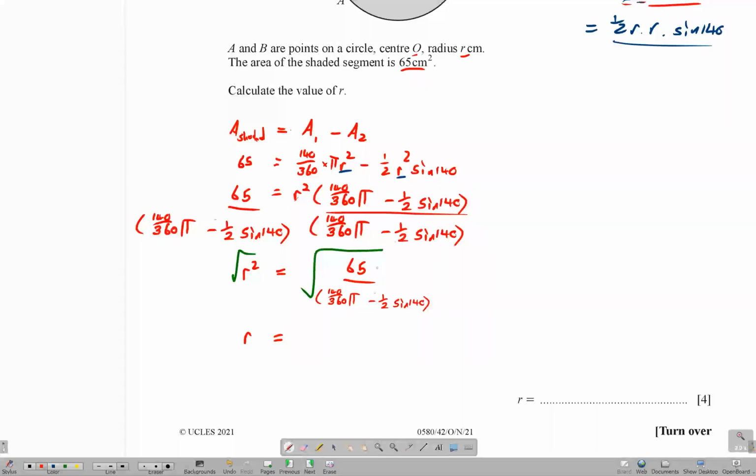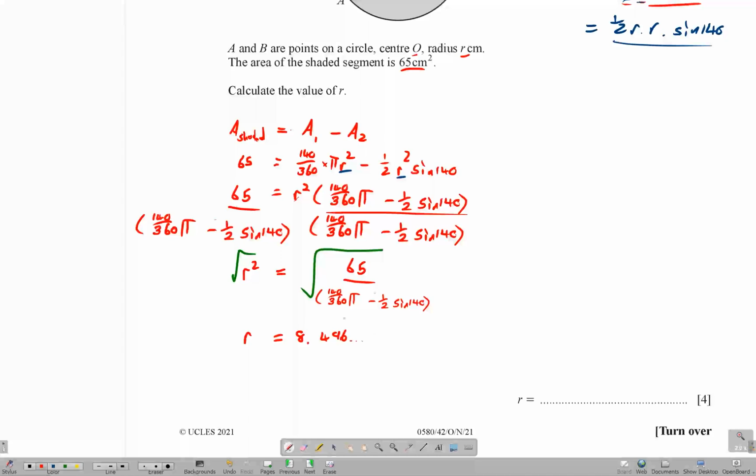So I have the square root and then a fraction, 65 divided by, just remember your brackets if you use big numbers like this in your calculator. So 140/360 times pi minus a half sine 140, close the bracket again. Okay, and there we have R is equal to 8.496 and so on and so forth.